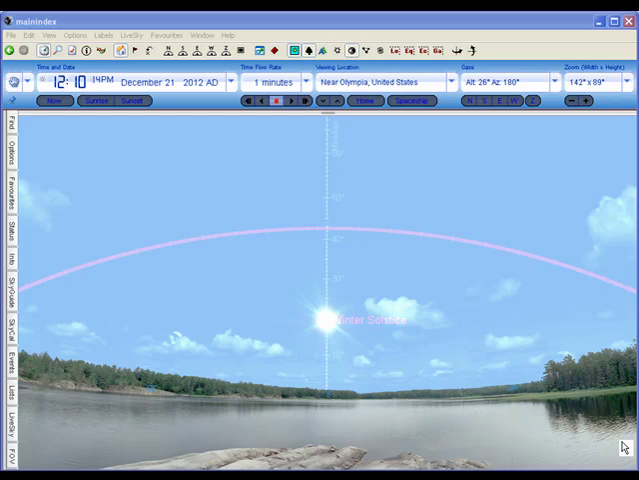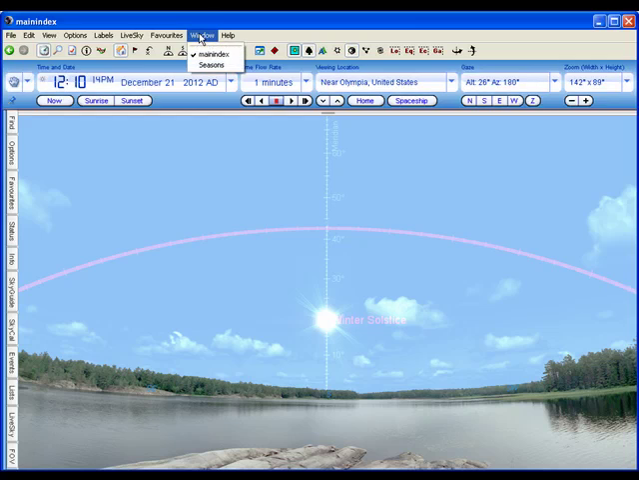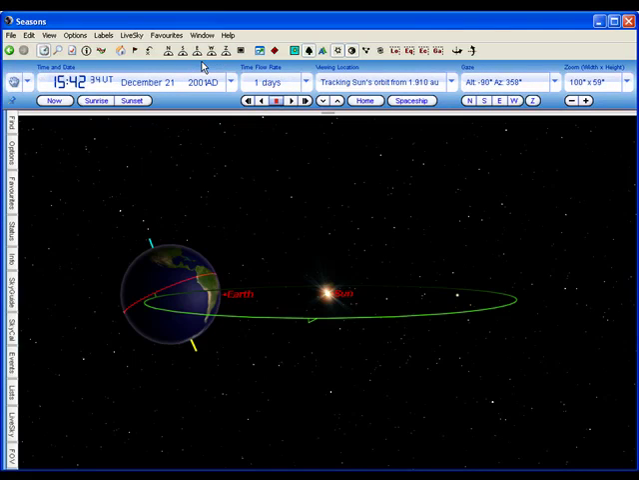Hi everybody, I'm going to talk to you about the seasons. Let's take a look at this view. I'm using your simulator, Starry Night. What you're looking at here, first of all, take a look. It's December 21st. It's 2001, but it really doesn't matter.